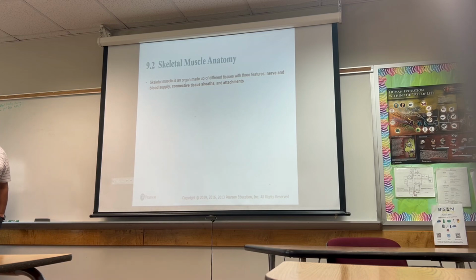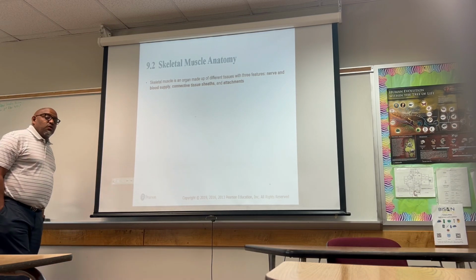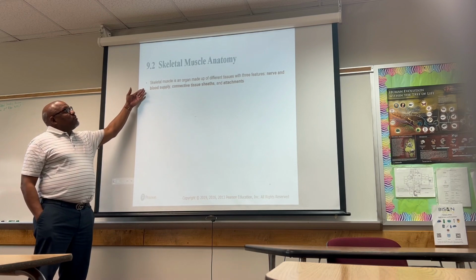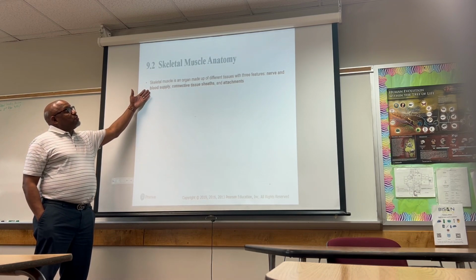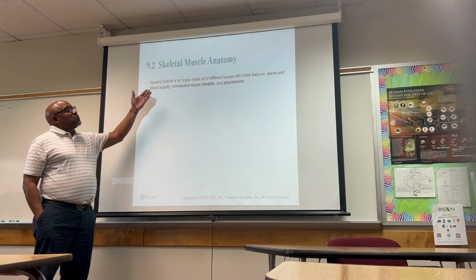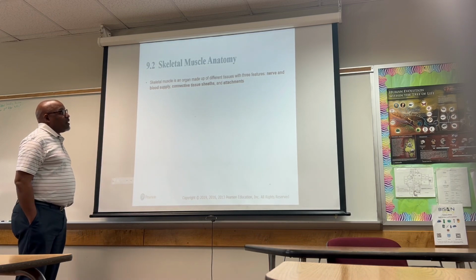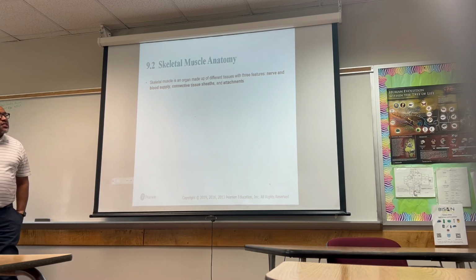All right, so now, skeletal muscle, where we're spending most of this chapter. Skeletal muscle is an organ made up of different tissues with 3 features: nerve and blood supply, connective tissue sheaths, and attachments. Okay, we're going to talk about those, but first, let's talk about a tissue.